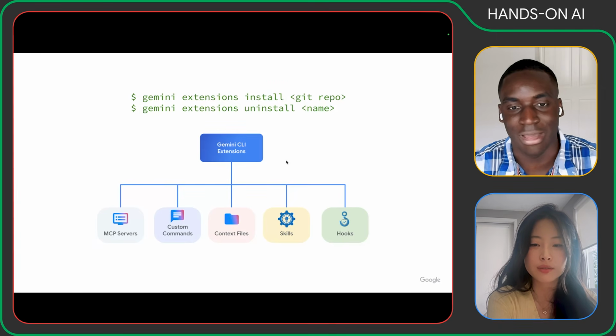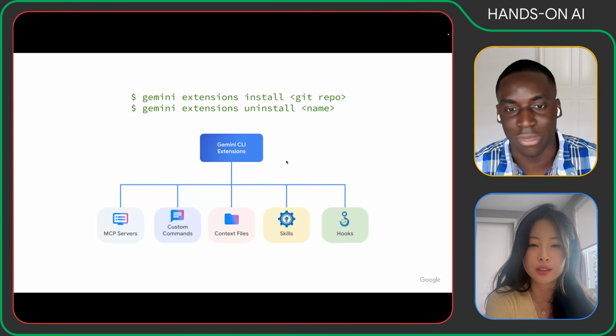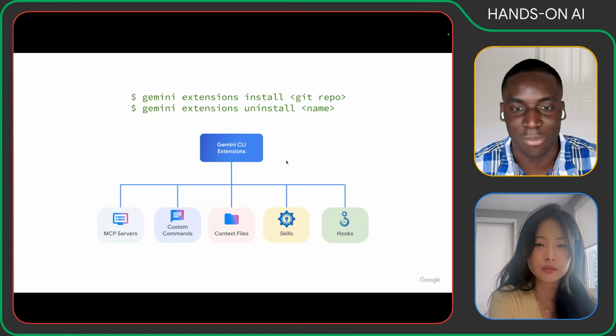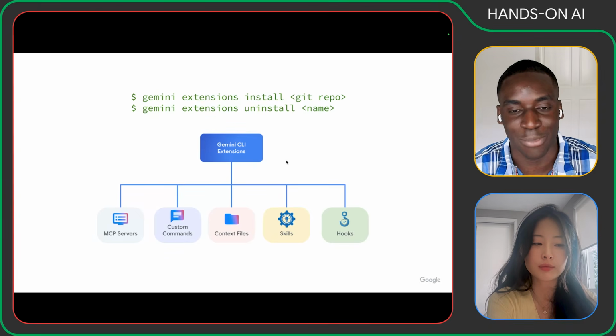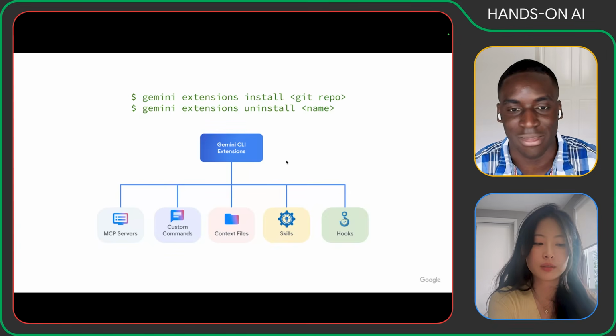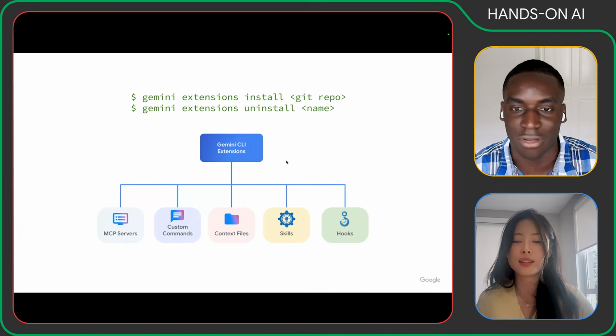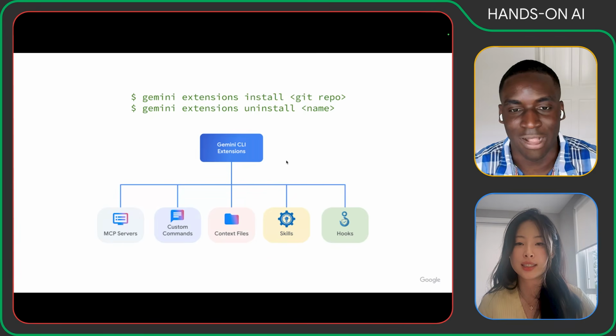Sometimes it is necessary to do a manual integration with a local MCP server or remote MCP server, especially if it's not an existing extension. But more and more extensions are being built by developers, so for most of the things you're trying to build, you're often going to find an existing extension. And these commands are really simple to run. Extensions install, extensions uninstall, and then you're off to the races.